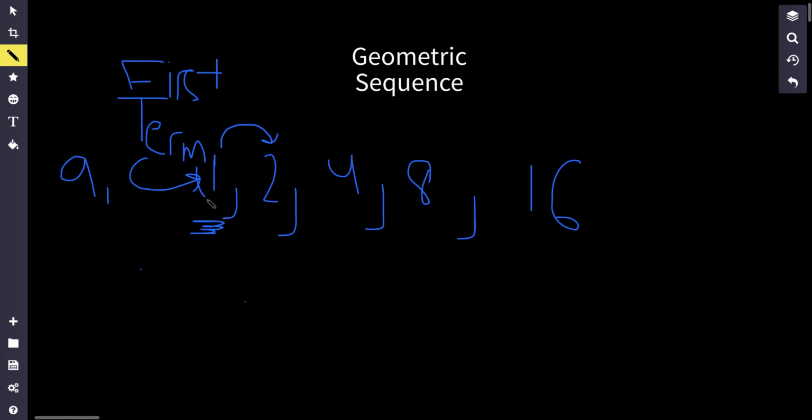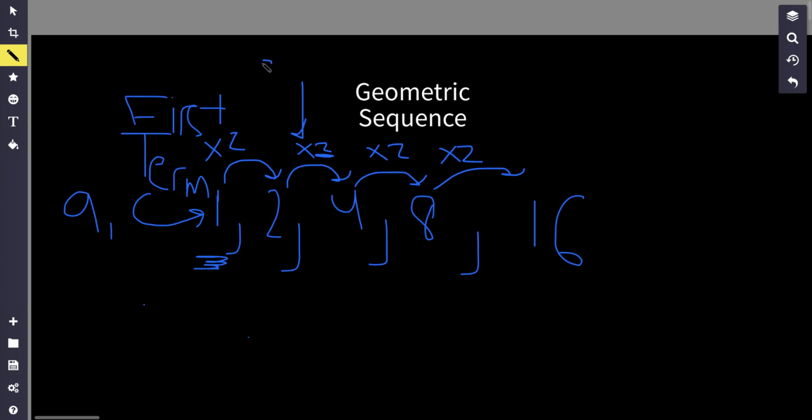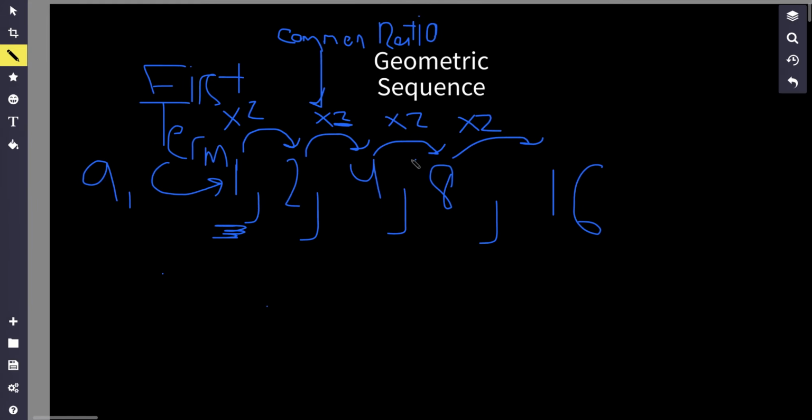To get from the first term to the second term, I would multiply by 2, right? To get from the second term to the third term, I would multiply by 2, and so on. The number that you're multiplying by to get to the next term, this is something we call the common ratio. In this case, we're multiplying everything by 2 to get to the next term, so 2 would be our common ratio.